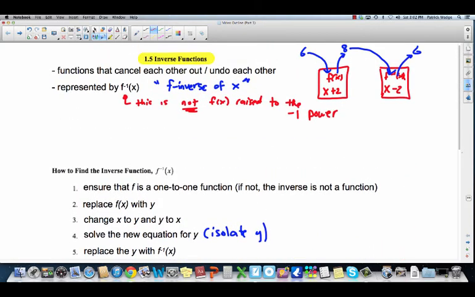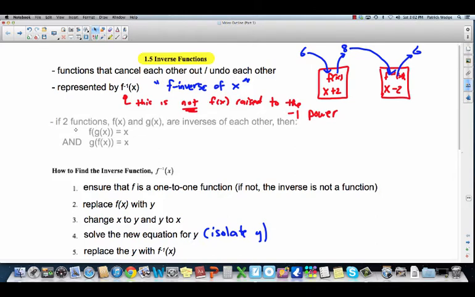Go back up here and I will show you. If two functions, f of x and g of x, are inverses of each other, then f of g of x equals x and g of f of x equals x. That might take a little time to look over and totally understand. But basically what it's saying is if you take the composite function f of g of x, the result should be x, and if you take the composite function g of f of x, you should also get x.